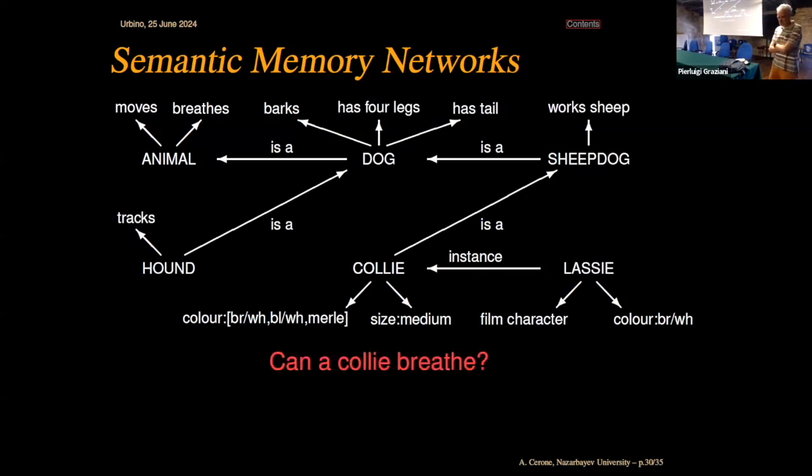There was an experiment by Collins and Quillian in which a number of subjects were asked questions, and they actually built a semantic network of about 800 concepts. For example, if we ask the question, can a collie breathe? If we assume that this information is not replicated for dog, for sheepdog, and for collie, what's happening is that the human being has to go through this kind of path in order to answer the question.